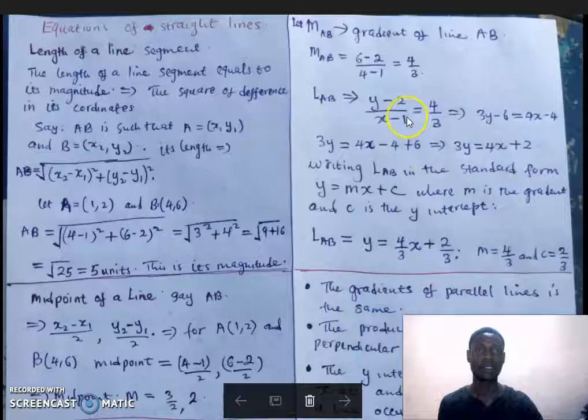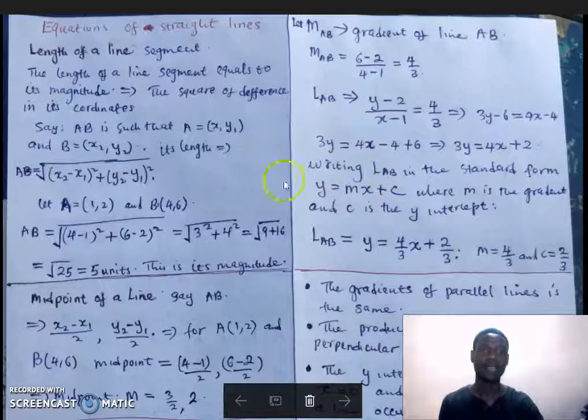For example, in this case, we will take y minus 2 multiplied by 3, we are going to get 3y minus 6. Then that will be equal to x minus 1 multiplied by 4, which will be equal to 4x minus 4. So 3y equals 4x minus 4 plus 6, which is 3y equals 4x plus 2.